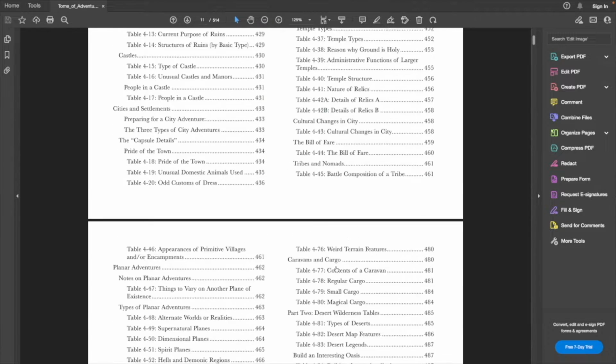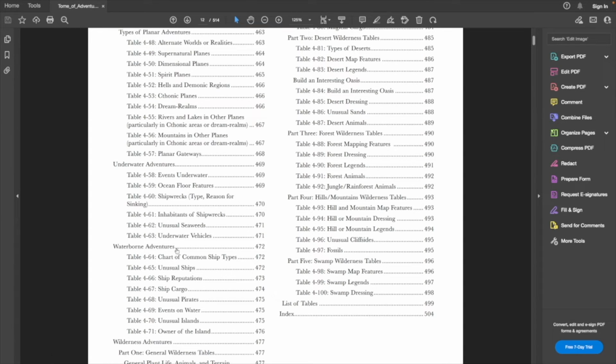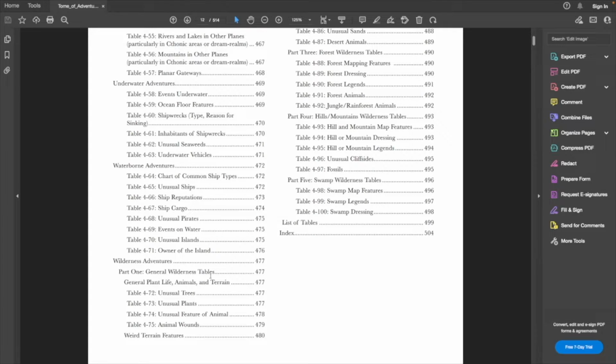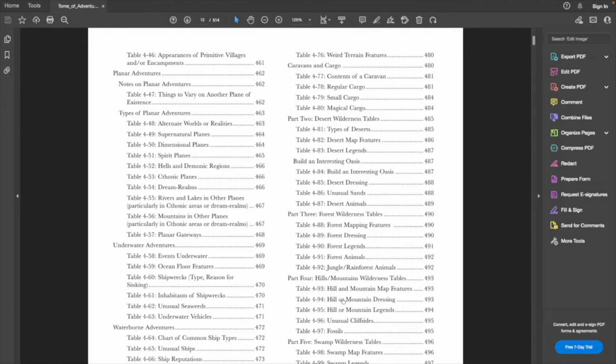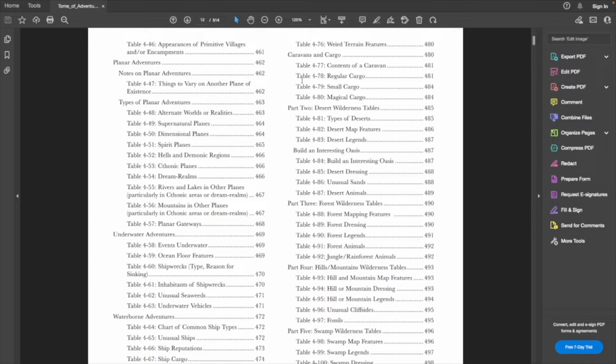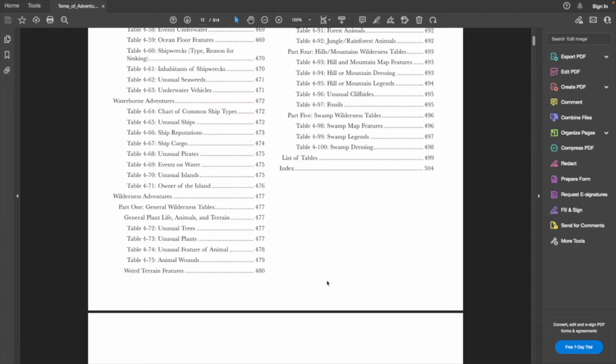Okay. Planar adventures, underwater adventure, waterborne adventure, wilderness adventures. And then in the wilderness, they have part 1 of general wilderness tables: usual trees, plants, features, animal wounds. They got so many tables in this. Caravans. All right, so that's all part of wilderness adventure. And then we go to desert wilderness tables, and then forest wilderness tables, hills mountain wilderness tables, swamp wilderness tables. All these tables, and then finally we get into the index.